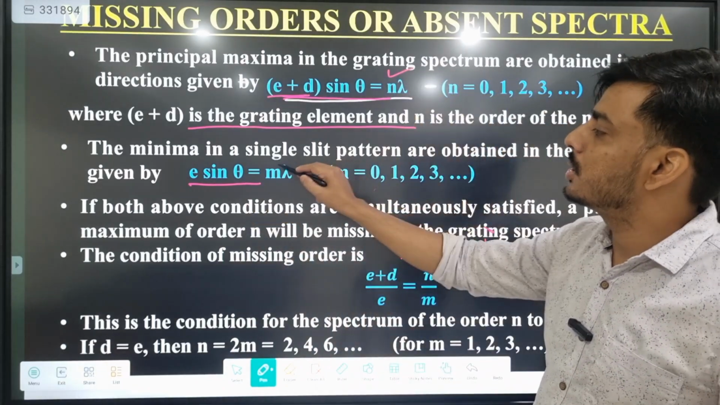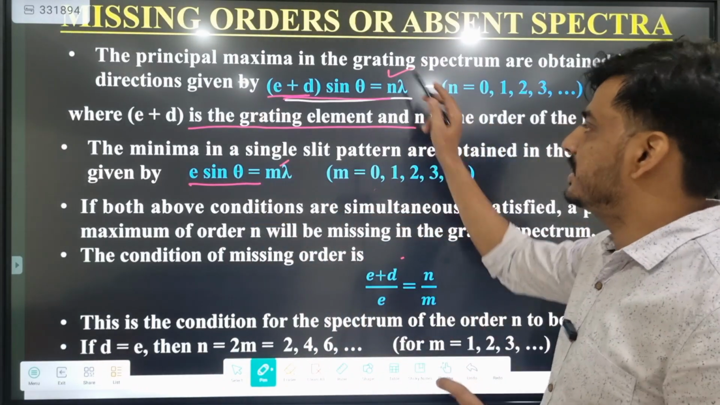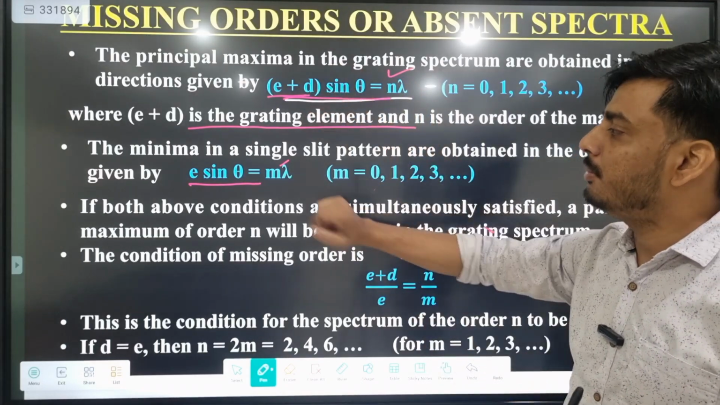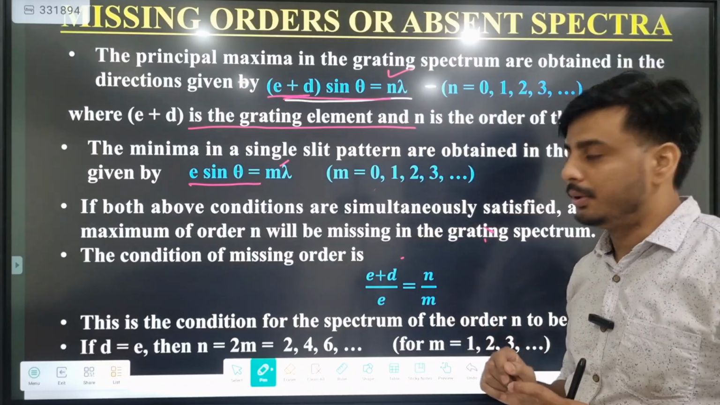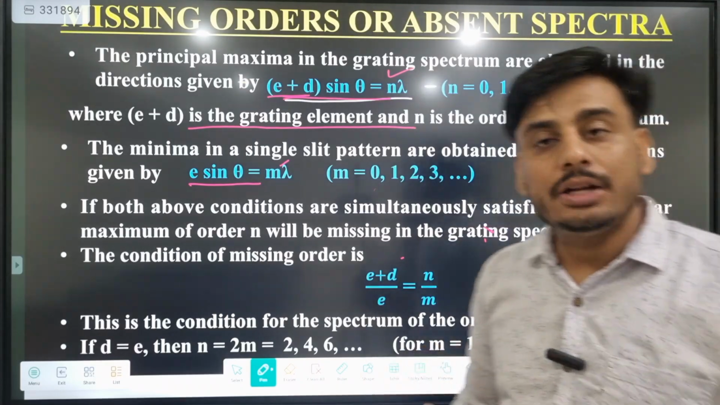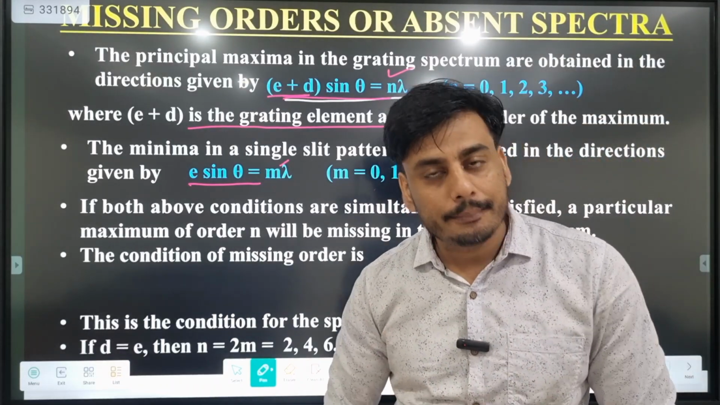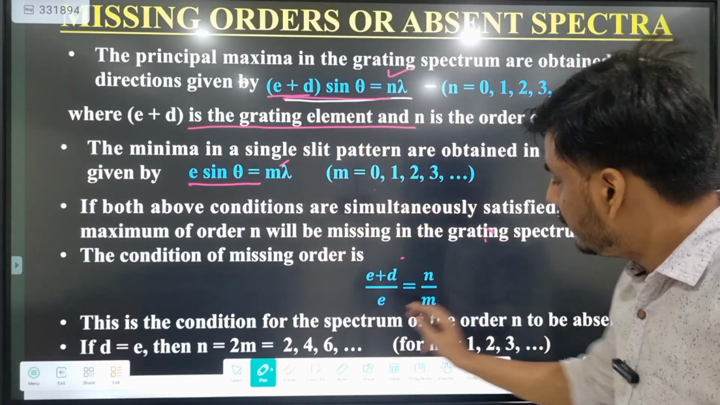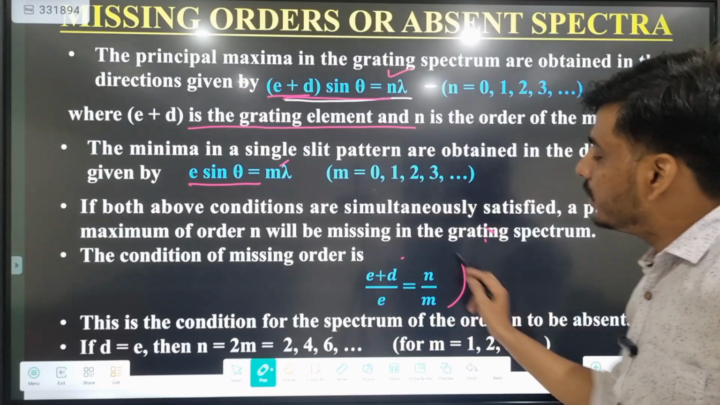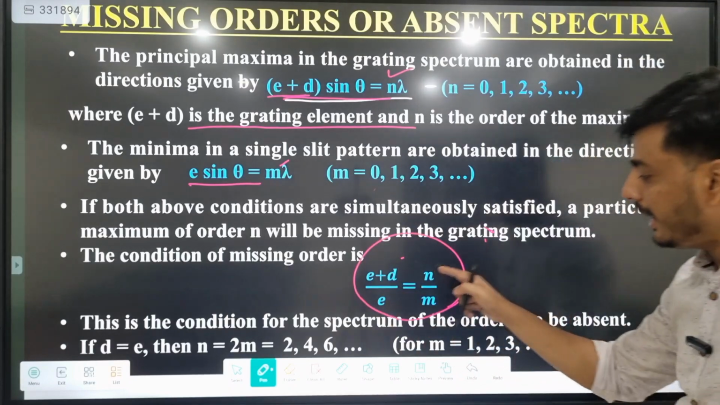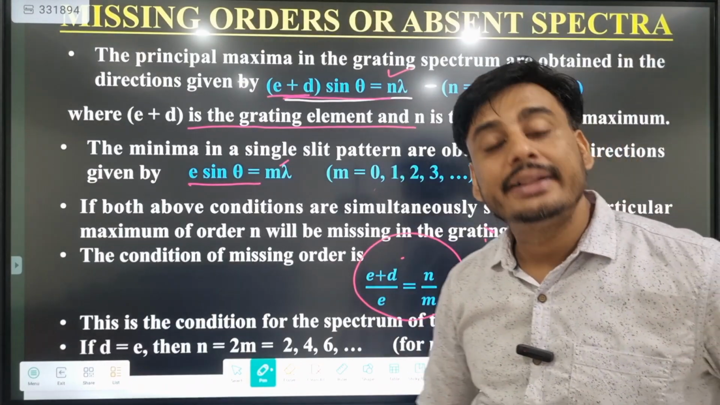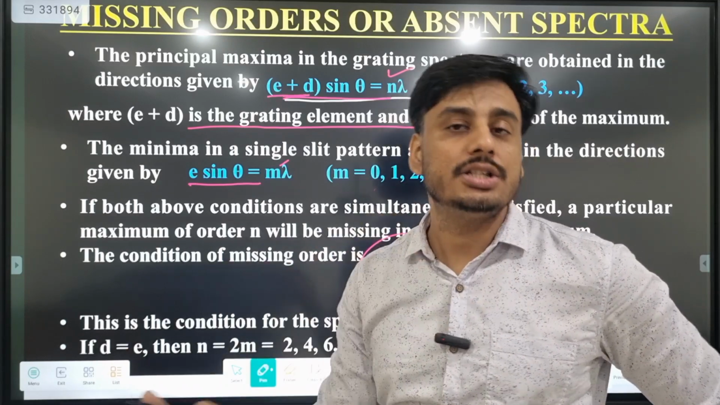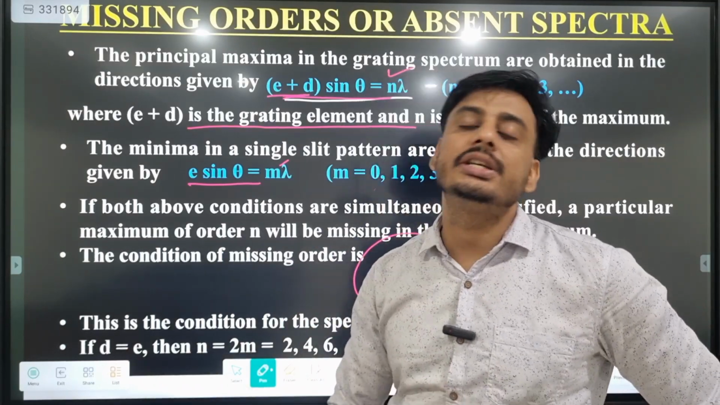I have just changed the notation because it would cause confusion. What is N, what is M? N and M are two different numbers. N stands for the maximum order and M stands for the minimum order. Now missing order means when there is complete darkness. So if we divide these two equations, then (E plus D) divided by E equals N by M. This is the condition we get. If N and M satisfy this condition, then this order of diffraction will be completely vanished or completely dark. This is said to be the missing order spectra.